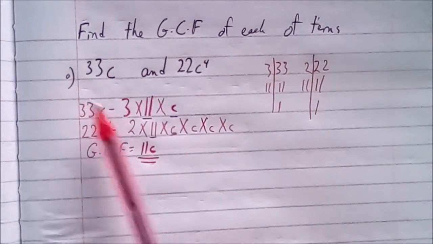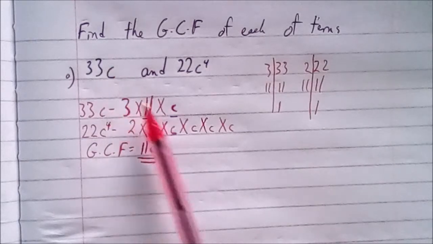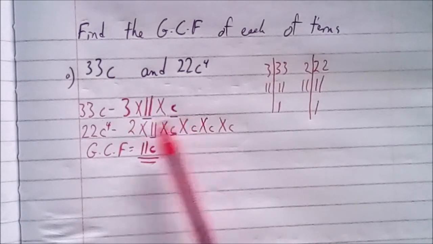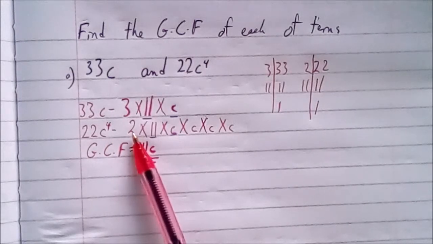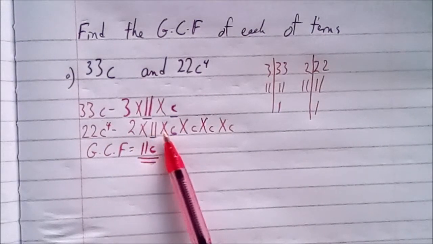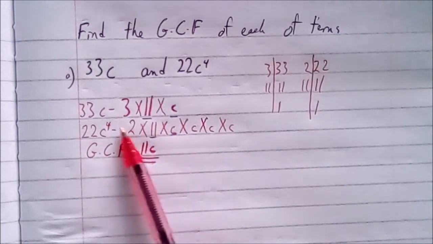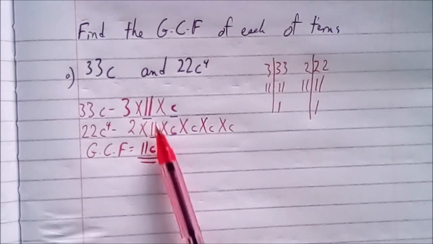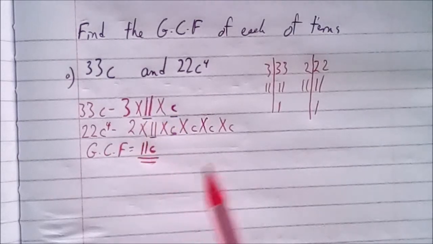We took 33 and broke down 33 to its prime factorization, and we look at the letters, variables, and we multiply the total. With 22c to the fourth, we do the same thing. 2 times 11, that's 22. c times c times c times c, and that gave us c to the fourth. So we look at what's common, 11 and a single c. So this must be the greatest common factor.